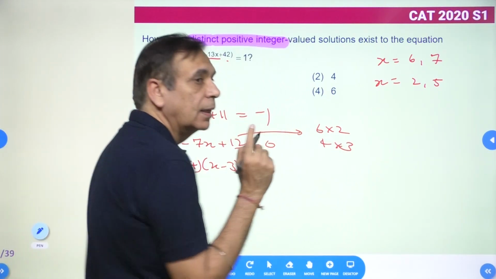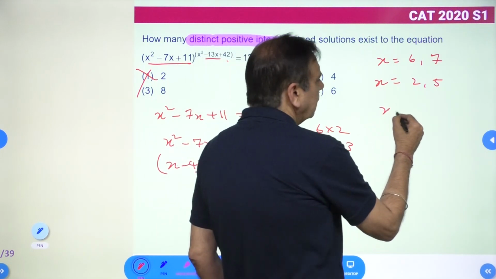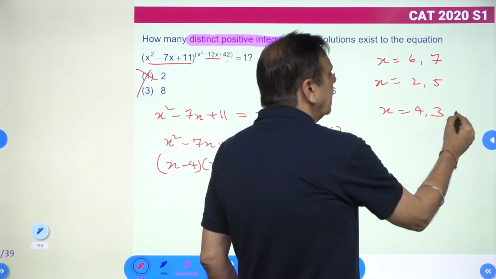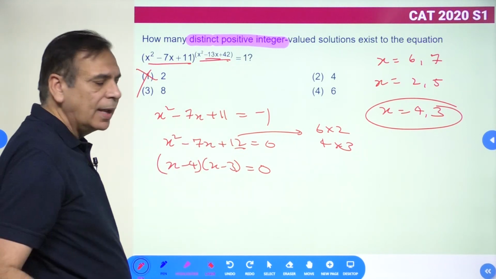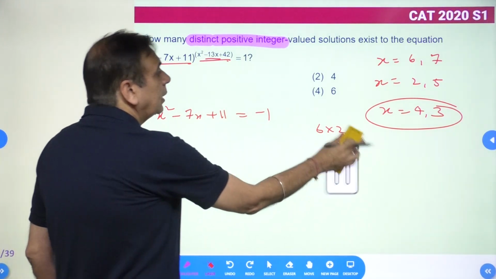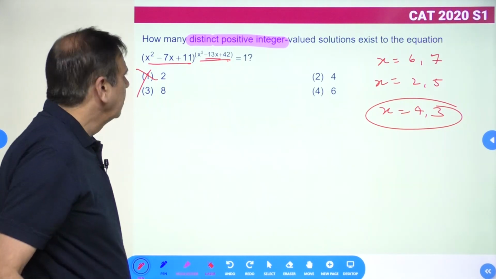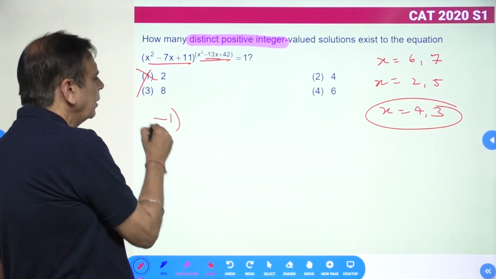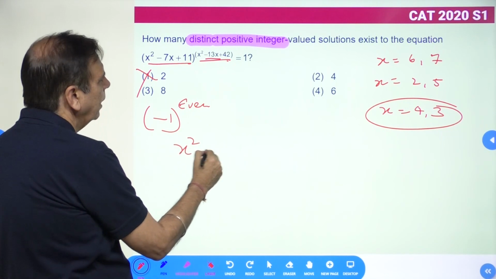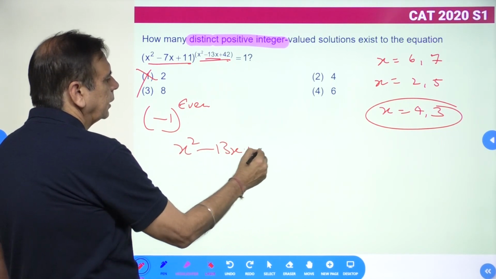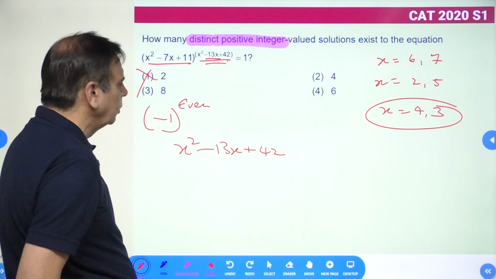Okay. But can we write it down? क्या हम लिख सकते हैं कि 6 सॉल्यूशन हो गए? नहीं, because what we need to do is check करो 4 और 3 पे ये इवन आ रहा है कि नहीं, because if these are not giving me even power, because now what is it, it is -1 raised to power, an even number होना चाहिए. So I need to check that x square minus 13x plus 42, ये जो पावर है ये इवन होनी चाहिए.